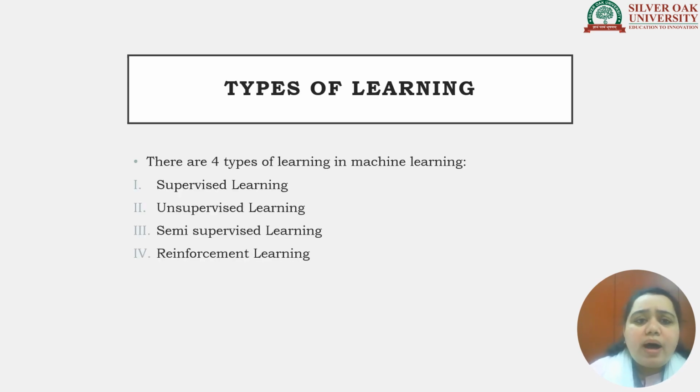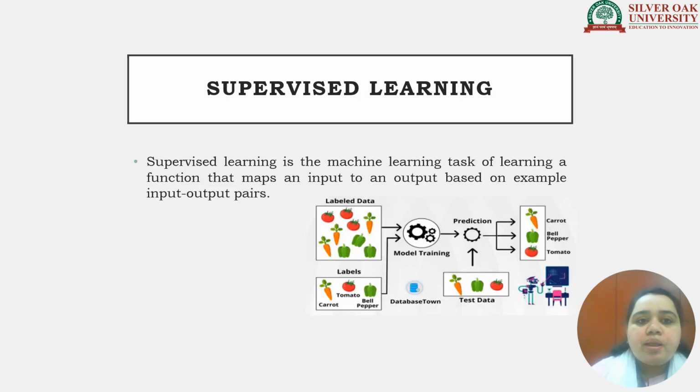Now, talking about machine learning, we have already studied what machine learning is. Machine learning is basically a subset of AI. There are 4 types of learning in machine learning. First is supervised learning, we have unsupervised learning, we have semi-supervised learning, and then we have reinforcement learning. Now, what is supervised learning? Supervised learning is a category of machine learning that uses labeled data sets to train algorithms to predict outcomes and recognize patterns. What does it mean?